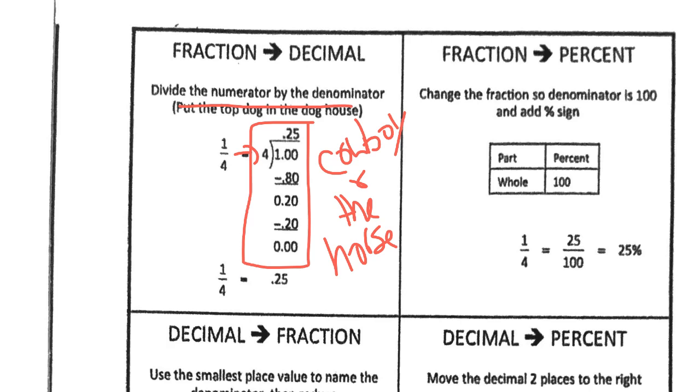Now, fraction to percent, this one is just setting up that per 100. So we said 4 times 25 gets me 100. So 1 times 25 on the top gets me 25. 25 per 100 or 25%. So we do the same thing to the top and the bottom.